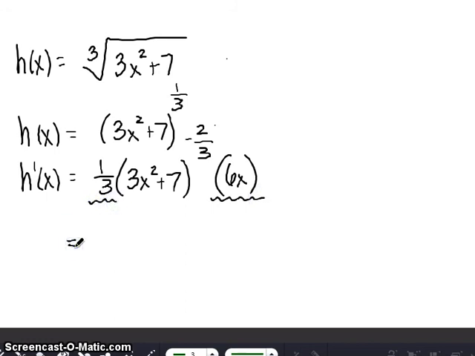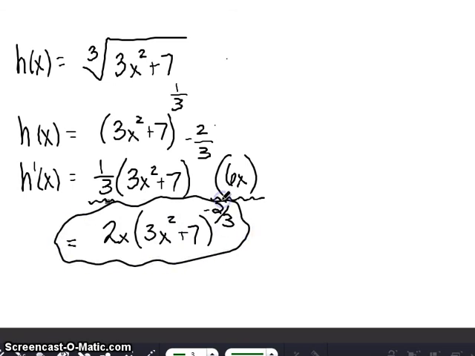So 6 divided by 3 is going to give us a 2x times the quantity 3x squared plus 7 to the negative 2/3 power, which is what AP is going to give for their answer. The third place where you're going to see chain rule is within trig, but trig is going to have its own video, so we're going to stop there as far as examples go.